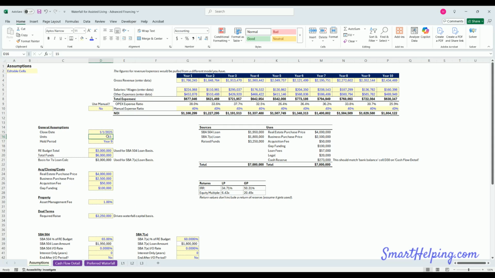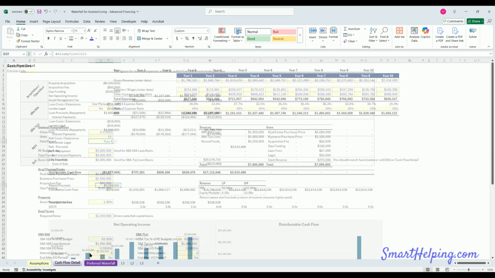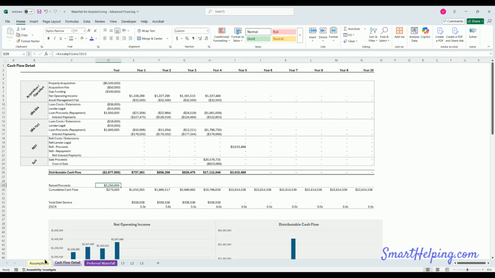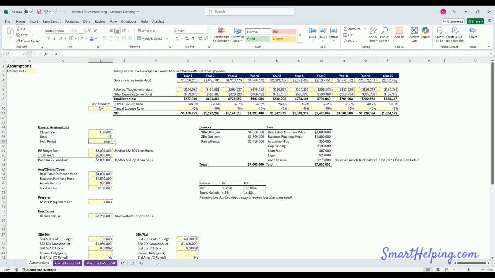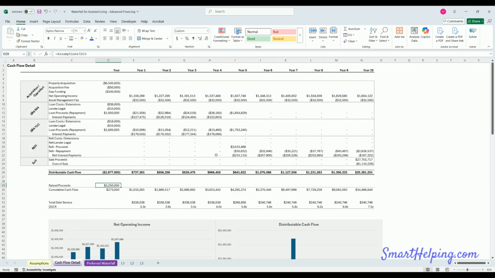Just for reference, hold period here, definitely you could define your hold period up to 10 years. You could pick any number, and you can see all the numbers update here on the waterfall, on the cash flow waterfall. If we go back to 10, you see here we'll go up to 10.